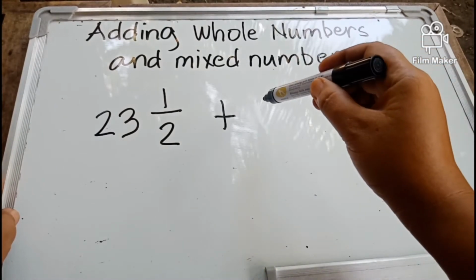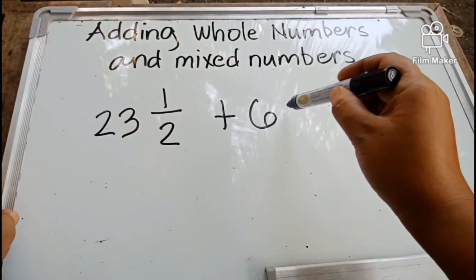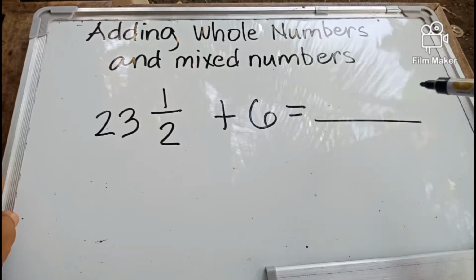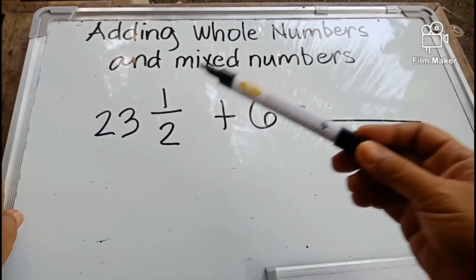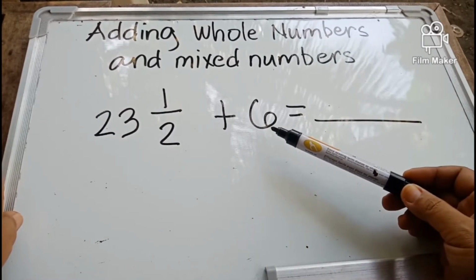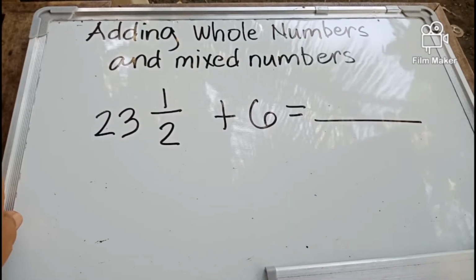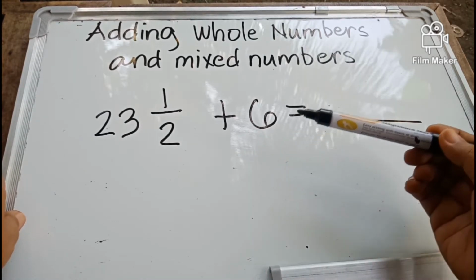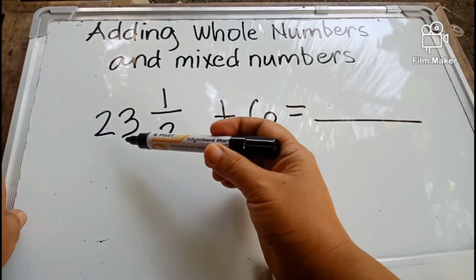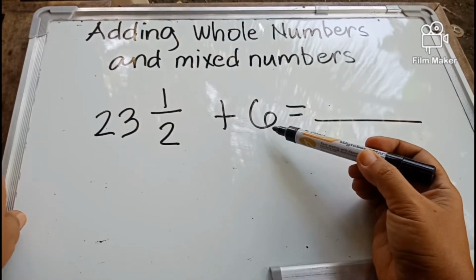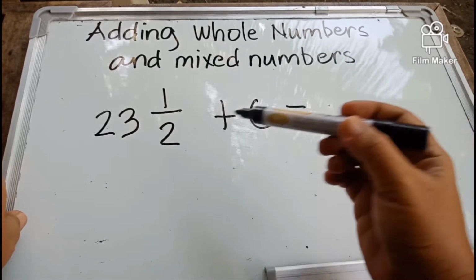Plus 6 equals. Okay. So, ito yung ating gagawin. I-add natin ang mixed numbers at saka yung whole numbers. So, simple lamang po. Pag nag-a-add tayo ng whole number at mixed numbers, ang una nating gagawin is i-add muna natin yung ating whole numbers. So, ito yon.